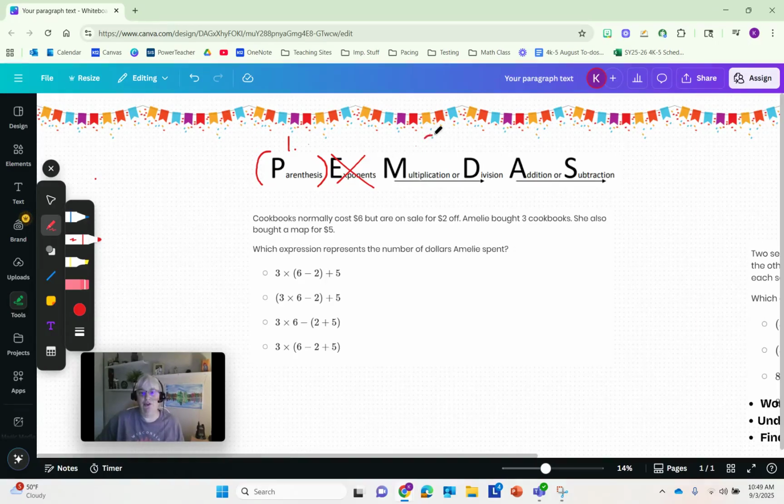Step number 2 is to look for any multiplication or division problems, and then you solve them in the order that they appear from left to right, just like you read and write. You do them in order. Once the parentheses are worked through and then the multiplication and division are worked through, your third step is to look for addition or subtraction problems. And just like the other example for step number 2, you're going to work these in order as you see them from left to right.